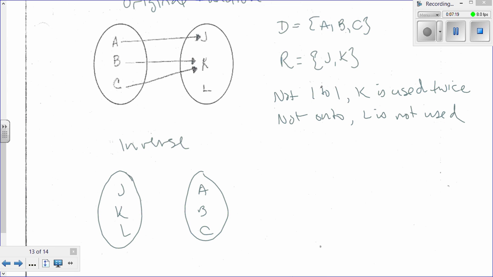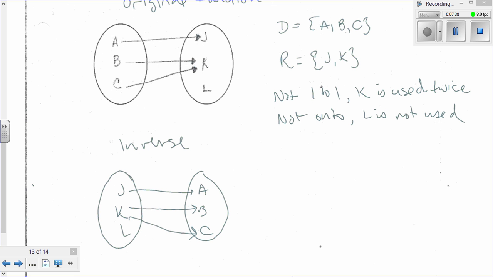So literally switch the x and the y's places. Before, A mapped to J, so now J has to map to A. B mapped to K, so K has to map to B. And C mapped to K, so K has to map to C.